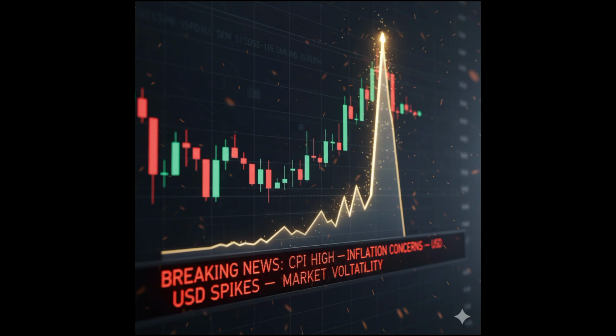This is another institutional trap. The institutions know retail traders hold tight stops during news. So they create a violent spike in one direction, hunt those stops, and then move in the real direction. The pro move: close your position 30 seconds before the news, or don't hold any position at all during major news events.